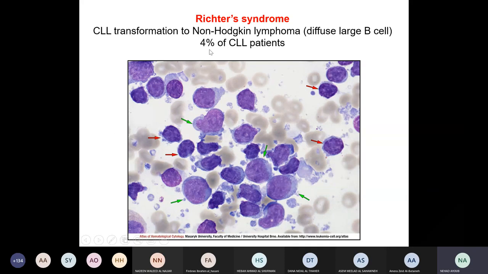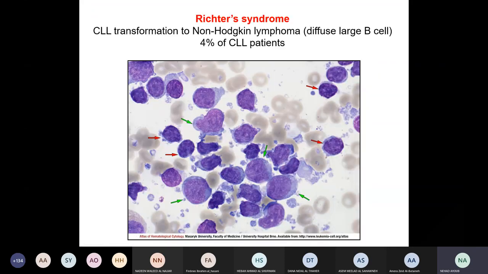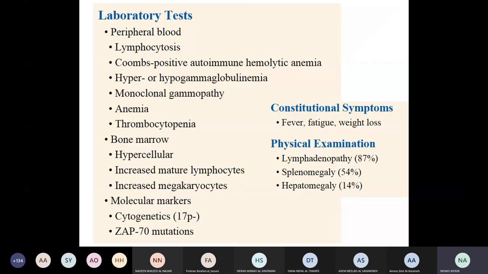But transformation rate is not low. Okay, يمكن عندي 4%. هذا مش عدد قليل من المرضى اللي هم بيكونوا CLL and then they get or become, بصير عندهم كمان diffuse large B cell lymphoma. But that's why it's aggressive. واحتمالية إنه أنا أوصل على cure actually بالCLL is very unlikely.